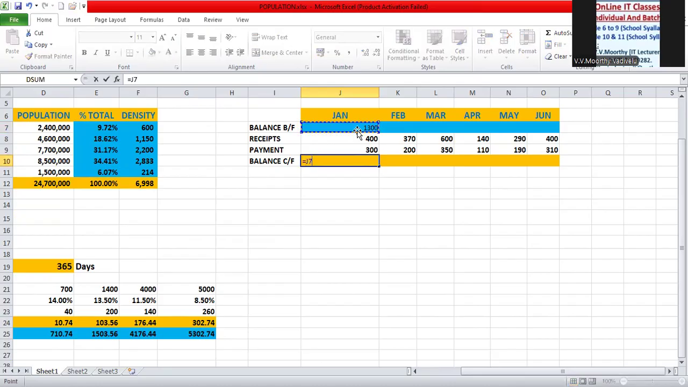Equal 1300 plus 400 minus 300. Then enter. Once again, 1300 plus 400 minus 300. Then enter.